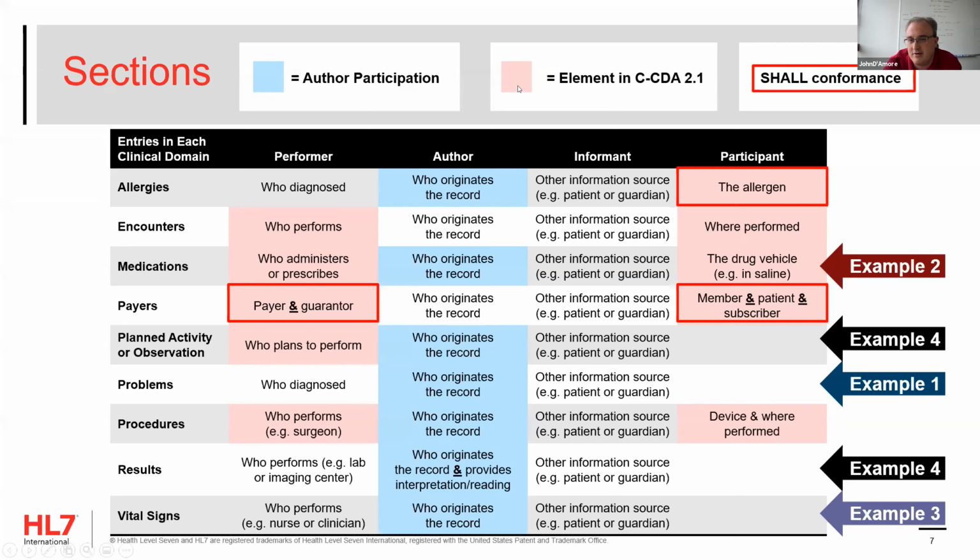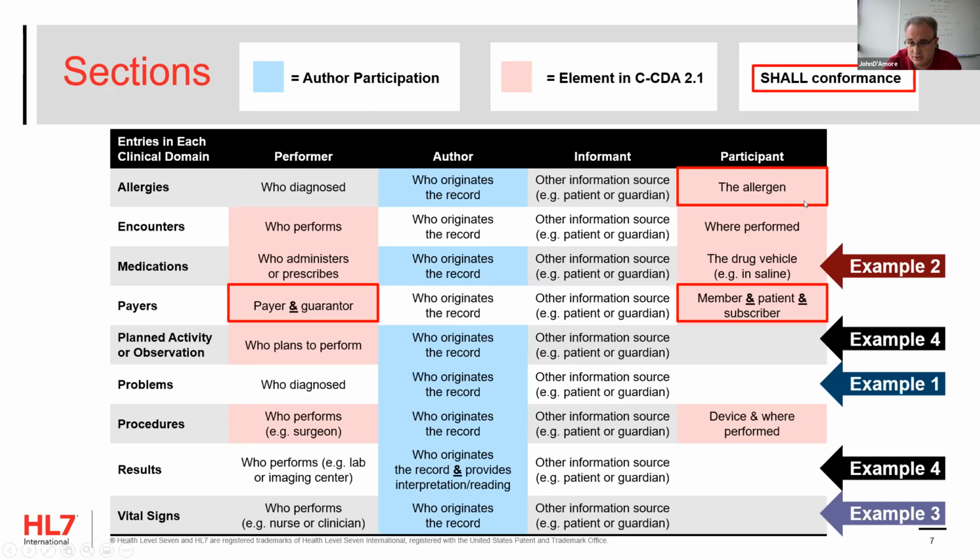Then in pink here, I have just the element is explicitly mentioned in C-CDA. Again, from the prior slide, obviously, all of these can be used in all these different clinical domains. But you'll notice some places where they're just not explicitly called out, like allergies and problems don't explicitly call out the use of performer. Doesn't mean you can't use it, just means that it's not something that was called out explicitly in C-CDA. The shall conformance is really pretty limited.